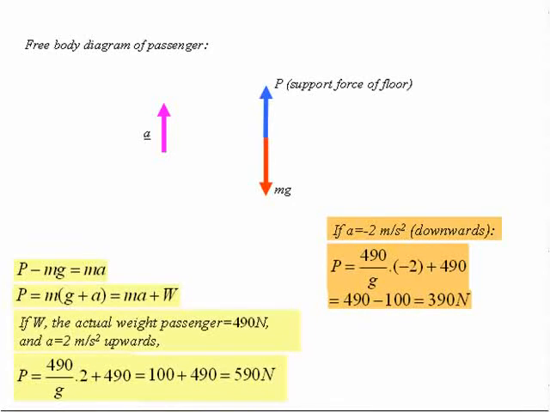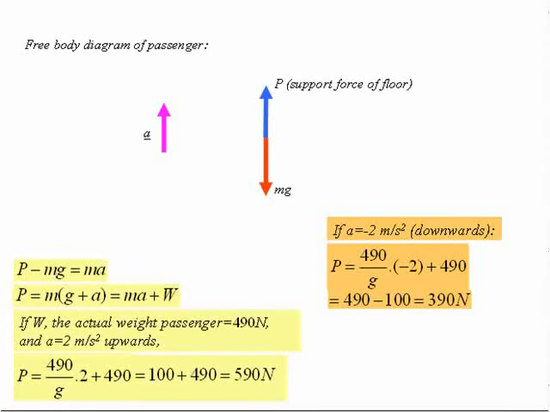Notice that in this analysis I have taken the positive direction for the acceleration to be upwards. You should appreciate that positive acceleration means that the lift can be either moving upwards with increasing speed or moving downwards with decreasing speed. If the lift has negative acceleration, then it can either be moving downwards with increasing speed or moving upwards with decreasing speed.